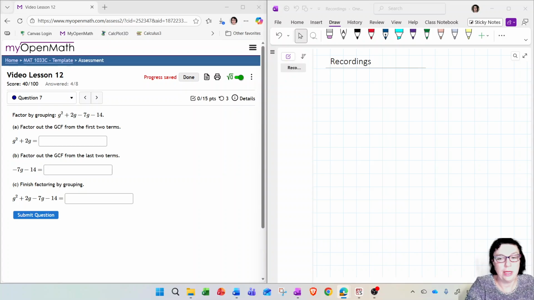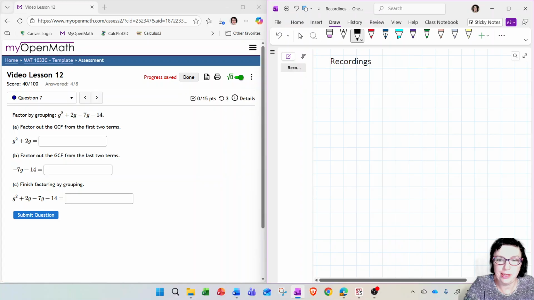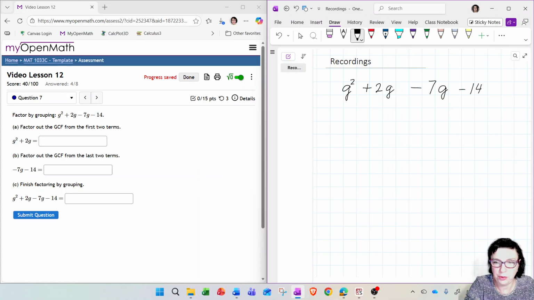Now let's take a look at a little bit of a more tricky example, but we're going to go step by step, and I'm going to show you how to do the factoring by grouping, because this is something that you're going to have to do all the time in this whole factoring unit. All right, let's look at the first two terms.